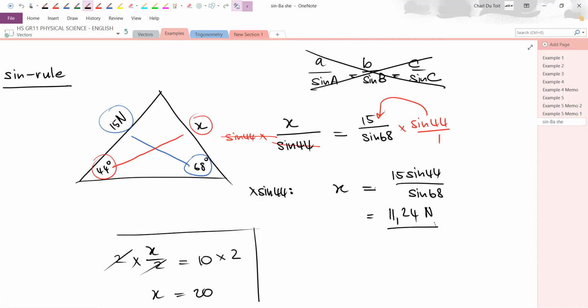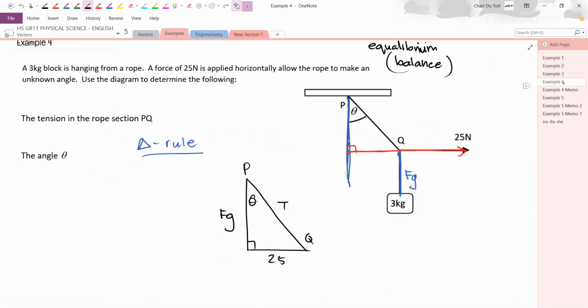Yeah, 11 over 24. 11, 24. Yeah, sorry. Okay. Just screenshot this. This is kind of important. Okay. Let's go back to the example.